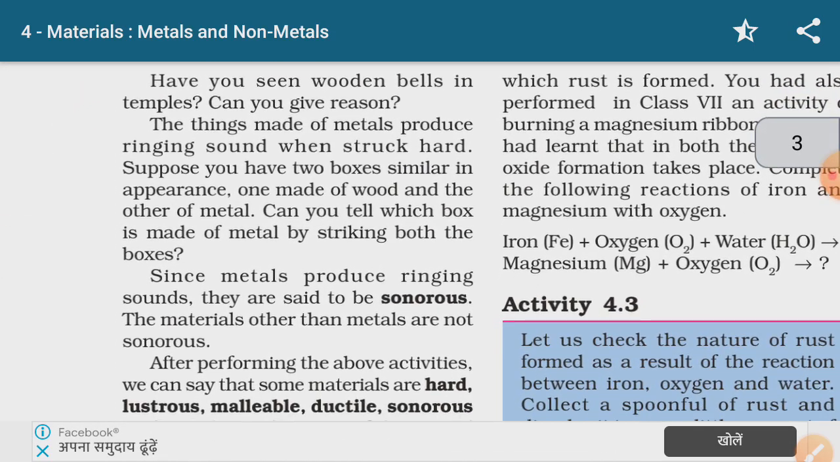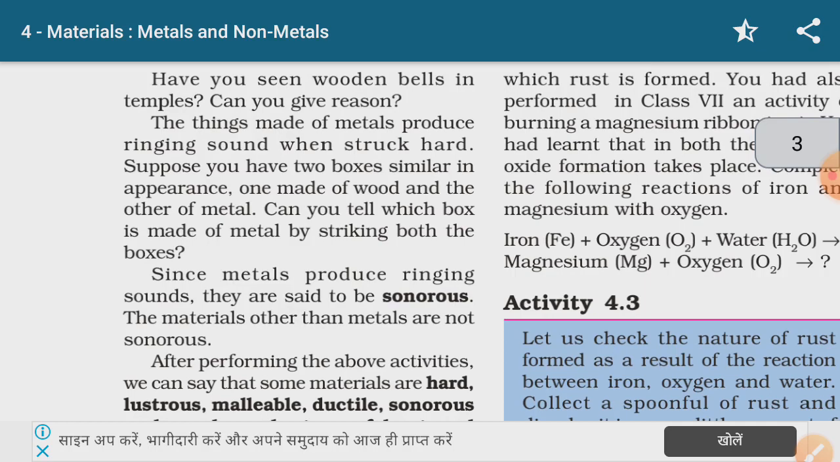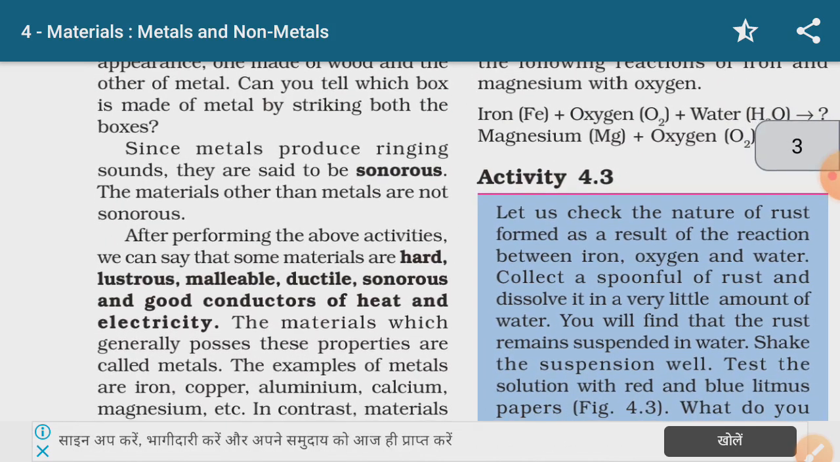What kind of sound comes when we happen to drop some of the coins or like that? So some kind of a ringing sound comes. So that is called metals are sonorous. So till now we have discussed all these properties. Before starting chemical properties of metals and non-metals, you should be clear about the physical properties of metals and non-metals.